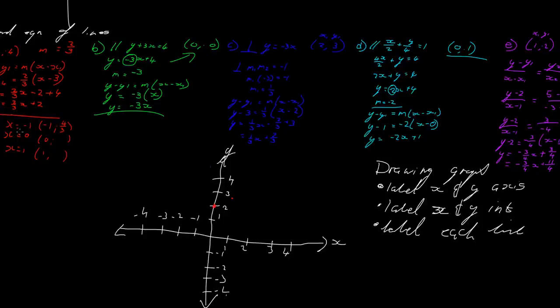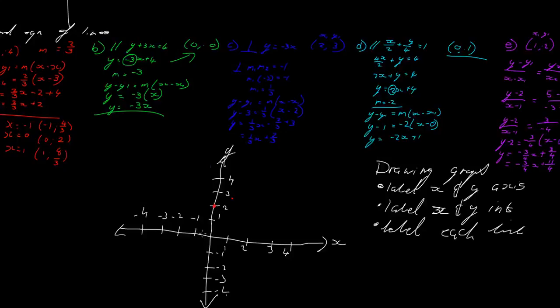Okay. Next, we're going to substitute x equals 0. So y equals 2 over 3 times 0 plus 2. So y is going to be 2. For x equals 1, we substitute in 1 for x. So y equals 2 over 3 times 1 plus 2, which is 8 over 3. And then we're just going to plot those points.